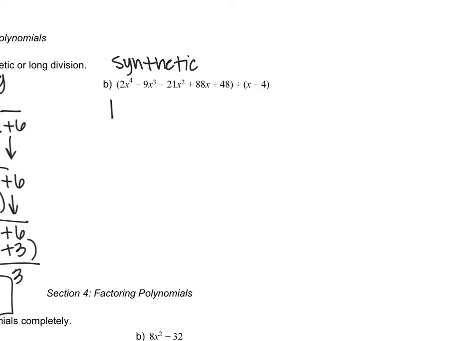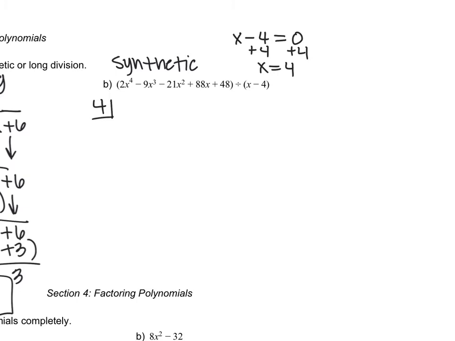So when we set up synthetic division, we have to figure out what number is going in the box. So we take what we're dividing by, x minus 4, set it equal to 0, and solve. So we get x equals 4. So 4 is going to go in our box. Then we put all of the coefficients across the top.